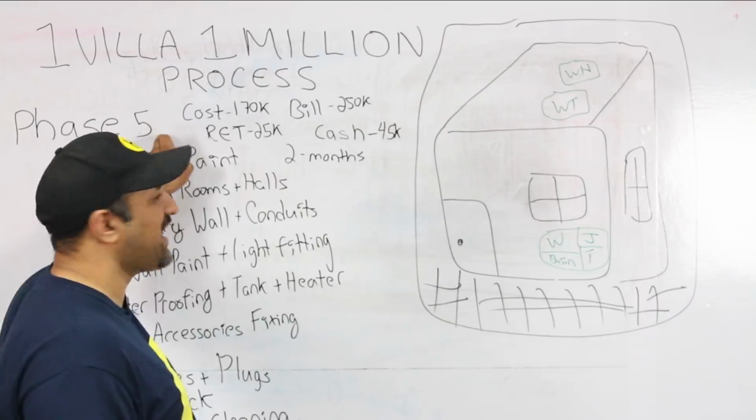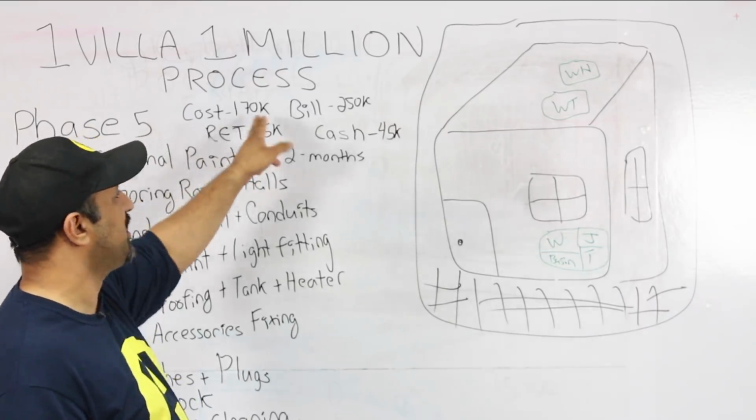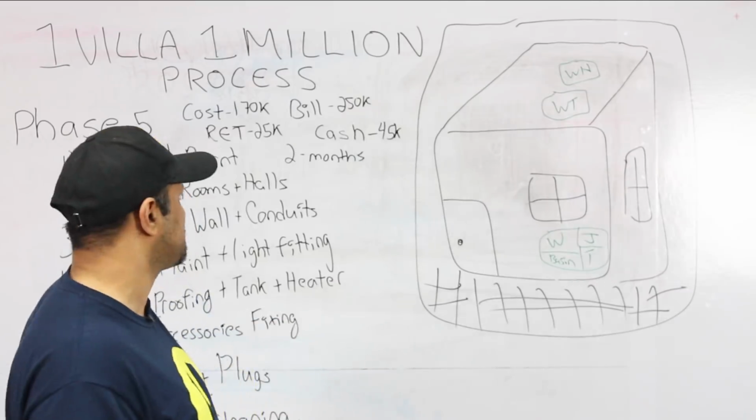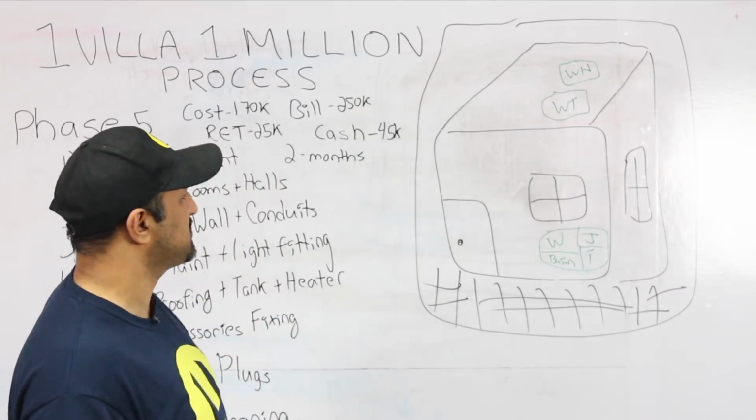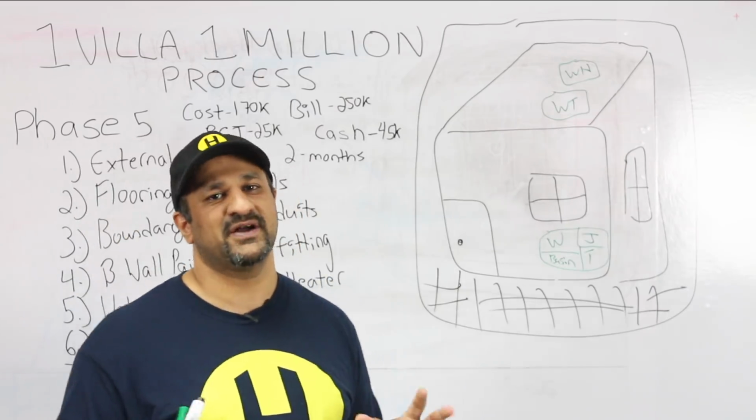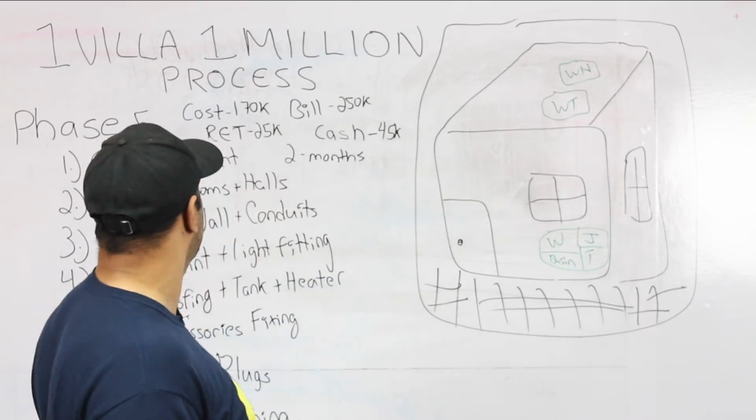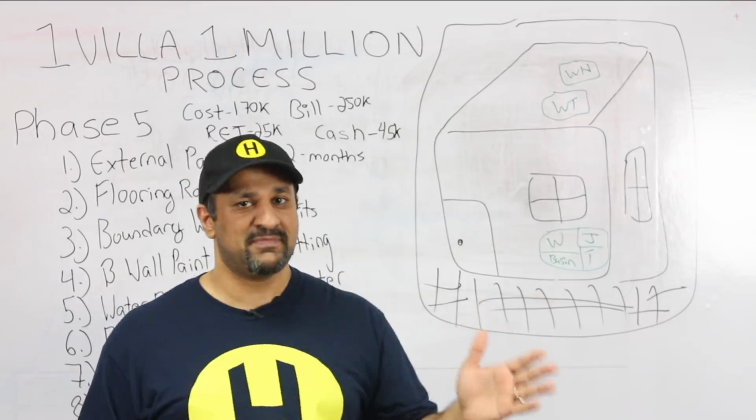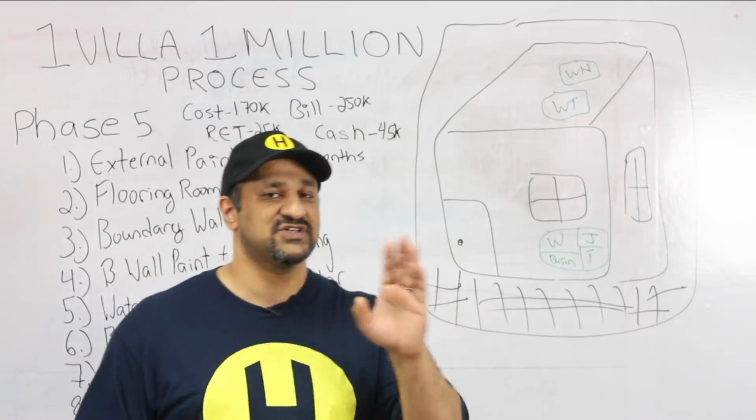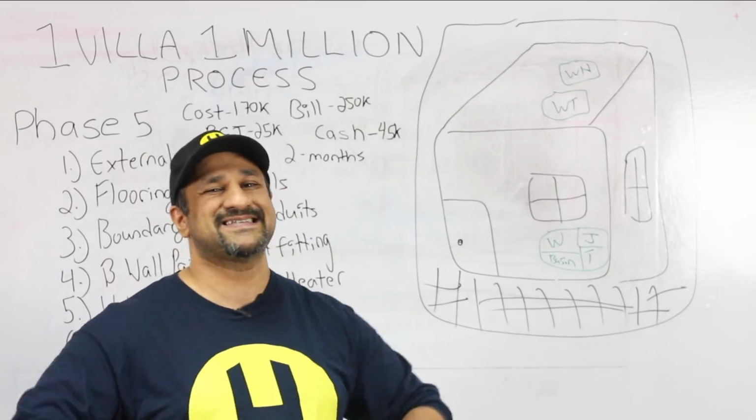Now, this is phase 5. Our cost was around $170,000. Our bill submitted is $250,000. Our retention is $25,000 and our cash is $45,000. Now this whole process takes around 2 months. So we are 5 phases in. The first 3 phases were 1 month, 1 month, 1 month. The next 2 phases are 2 months and 2 months. So that brings us to 7 months.